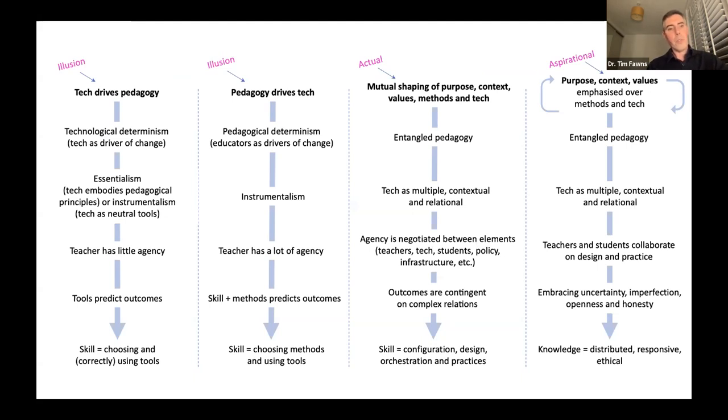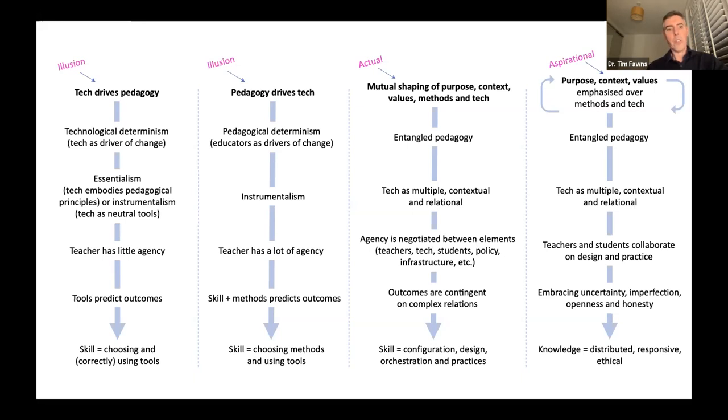In this view, the teacher doesn't have much agency. It's really about the tools predicting outcomes, and the skill involved is choosing the right tools and then correctly using them. So actually there isn't that much knowledge or agency involved in the educational practitioner, because they just got to get the tools right. The second column is about pedagogy driving technology, which I've called pedagogical determinism, where the educators are the drivers of change. And that's an instrumental view of technology, where we just use these neutral tools to achieve our ends.